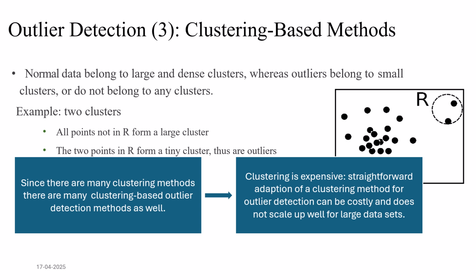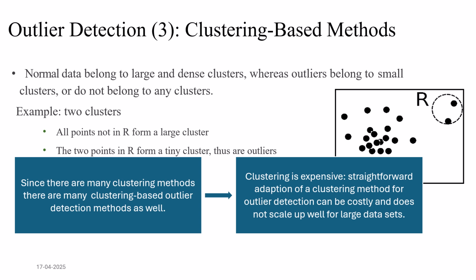Clustering-based methods. Clustering-based methods assume that the normal data objects belong to large and dense clusters, whereas outliers belong to small or sparse clusters or do not belong to any clusters. Detecting outliers using clustering: as shown in the figure, there are two clusters. Cluster C1 contains all the points in the dataset except for those in region R. Cluster C2 is very small, containing just 2 points in R. Cluster C1 is large in comparison to C2. Therefore, a clustering-based method gives that the two objects in R are outliers.